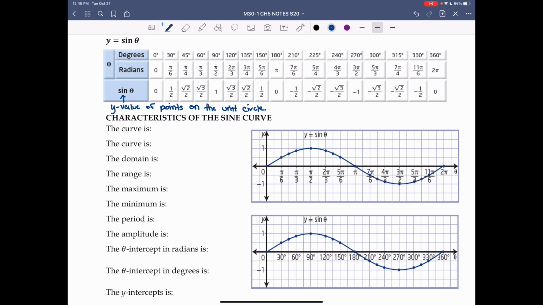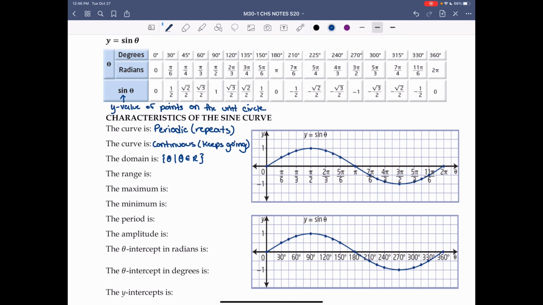Characteristics of the sine curve. The curve is periodic, which means it repeats. The curve is continuous, which means it keeps going. The domain, if it's unrestricted, is theta such that theta is an element of the real numbers. So all values for theta.